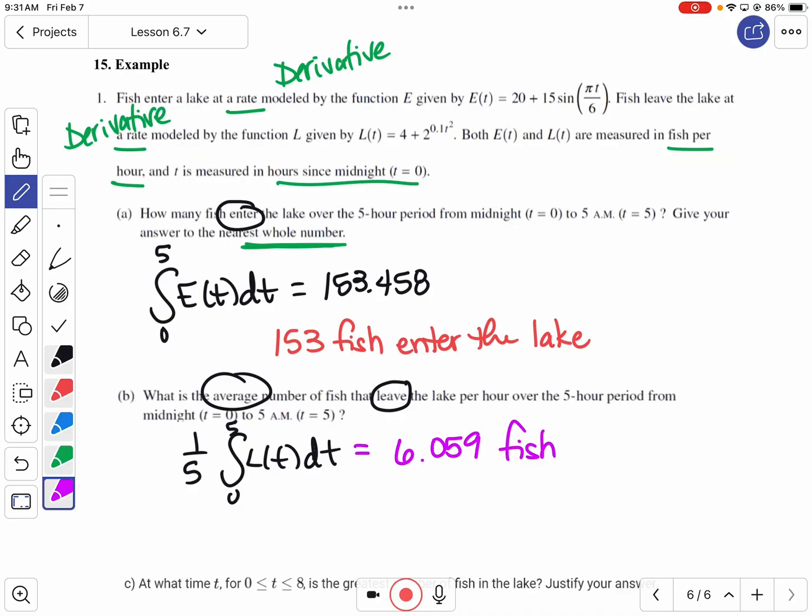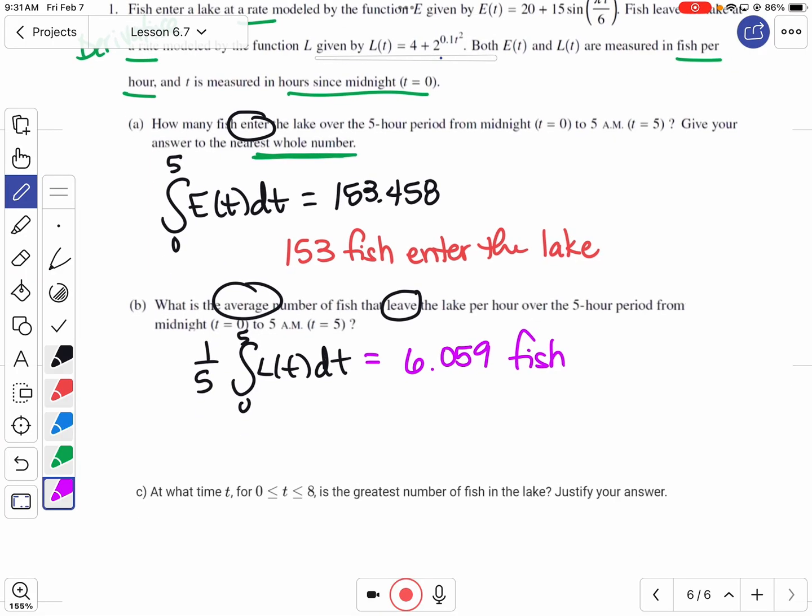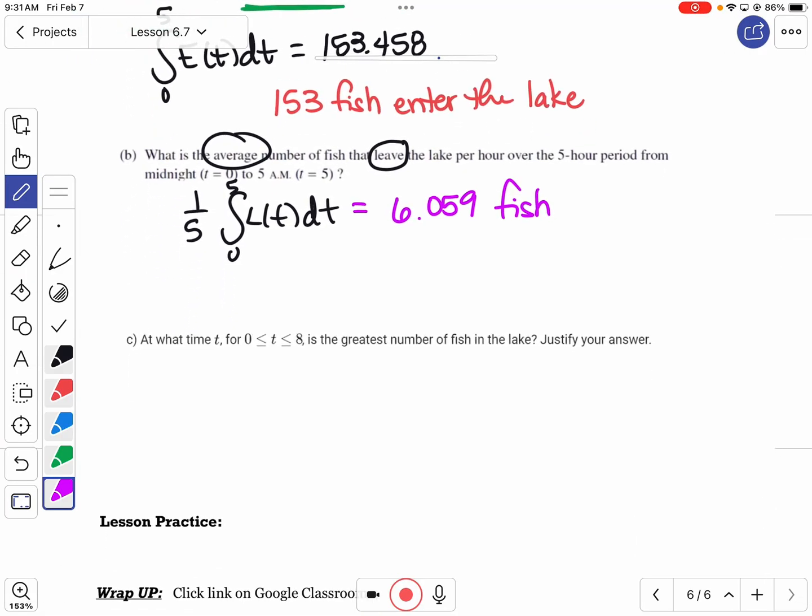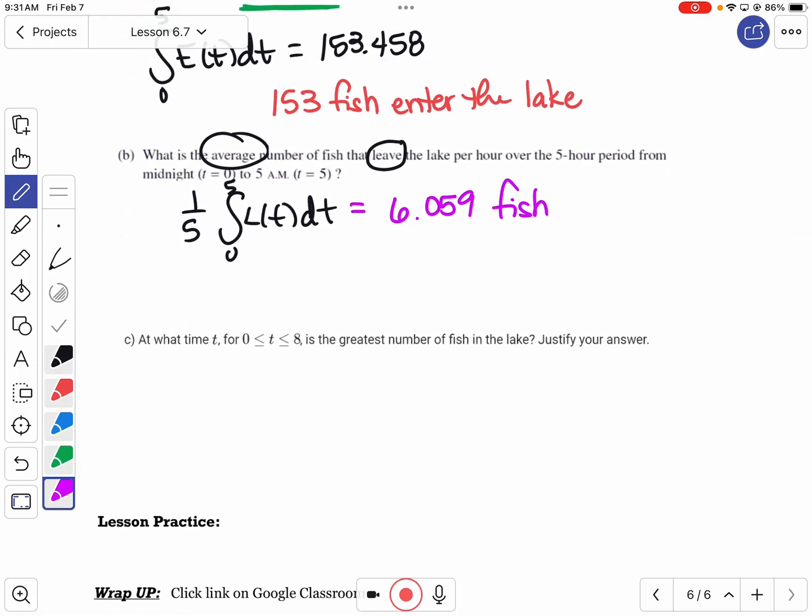Okay. Part C. All right. This is one that was added in, but I think it's a good place for it to be added in. Okay. This is not the actual part of the question, but it's a good question. All right. It says, at what time between 0 and 8 is the greatest number of fish in the lake? Okay. Whew. All right. So now we have to think about them coming in and going out.